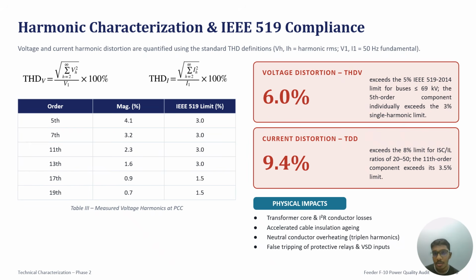These are not just numbers on paper. They translate into real impacts: increased transformer core and I squared R conductor losses, accelerated cable insulation aging, neutral conductor overheating from triplen harmonics, and nuisance tripping of protective relays and VSD inputs.